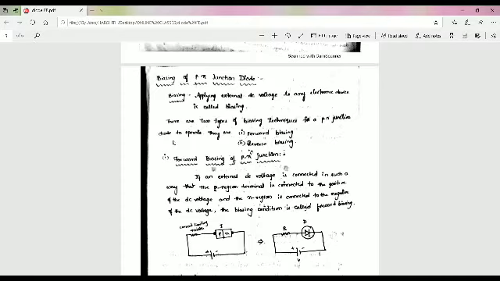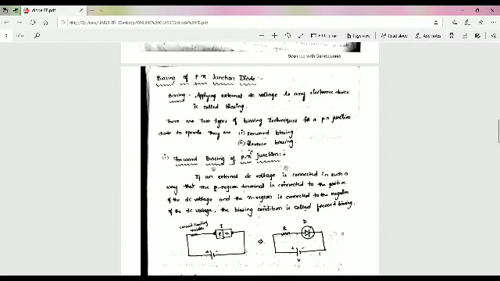When an external DC voltage is connected in such a way that the P region terminal is connected to the positive of the DC voltage and the N region is connected to the negative of the DC voltage, the biasing condition is called forward biasing. The PN junction is forward biased.